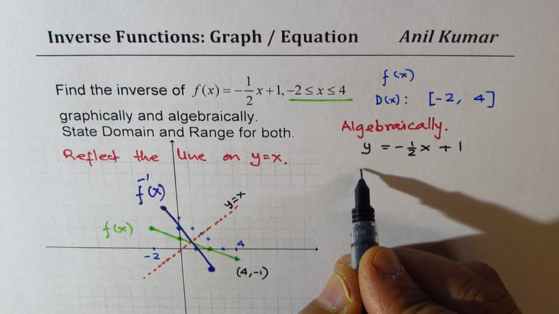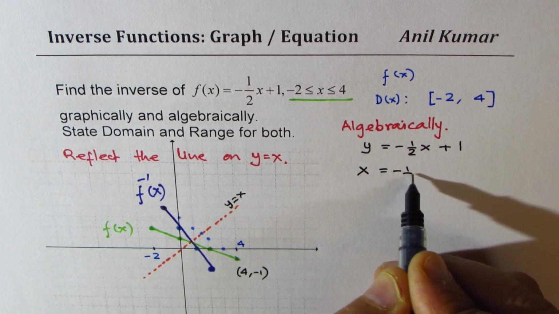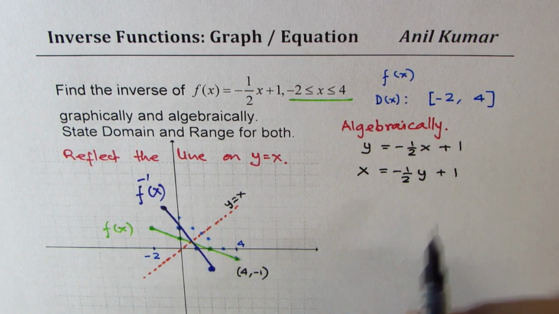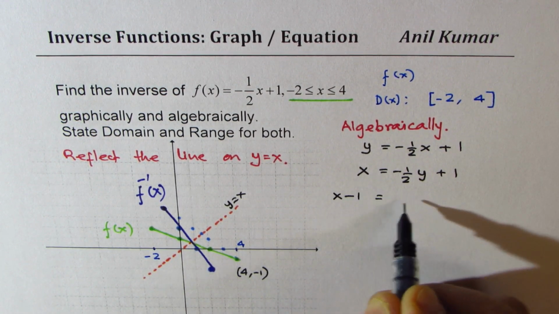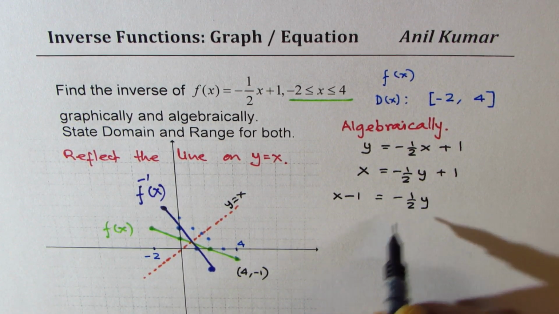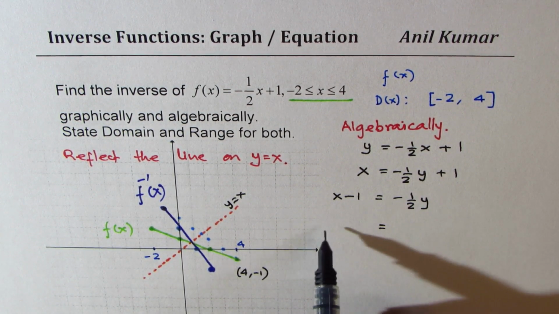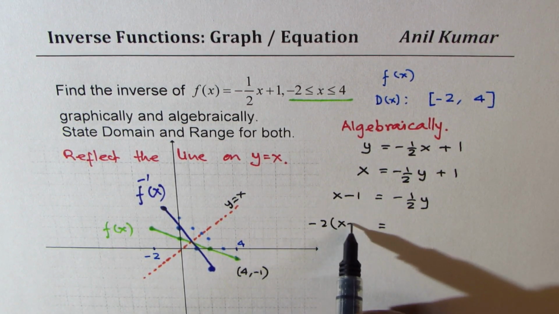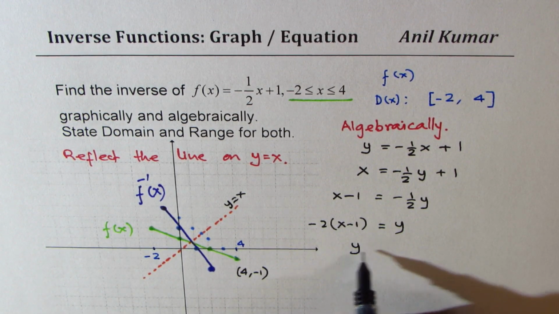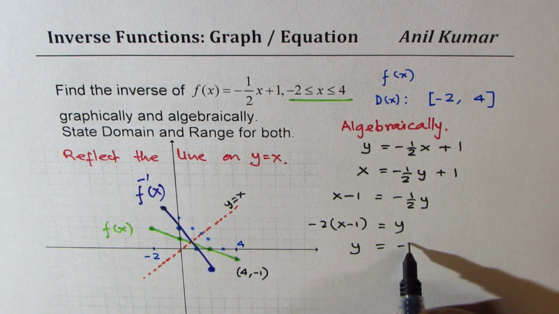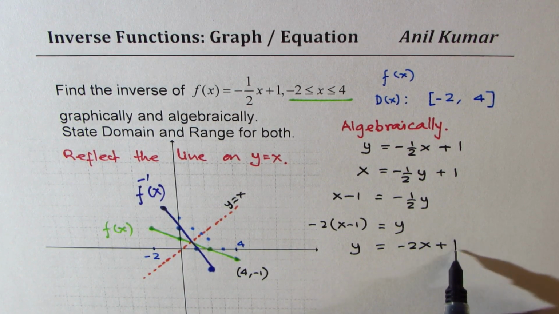First step is interchange x and y, right? So we get x equals minus half y plus 1. Then we need to isolate y. So we can get x minus 1 equals minus half y. Multiply by minus 2. So we get minus 2 times x minus 1 equals y. Or we can say y is equal to minus 2x plus 1.